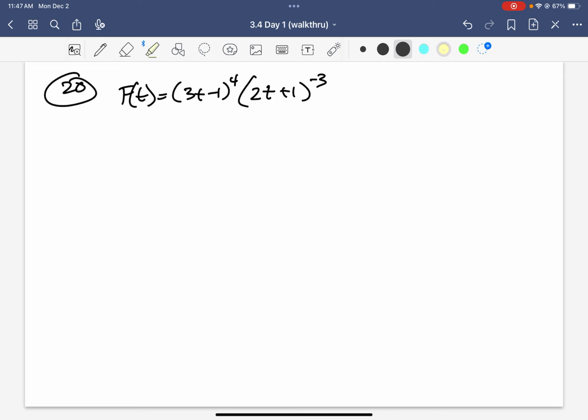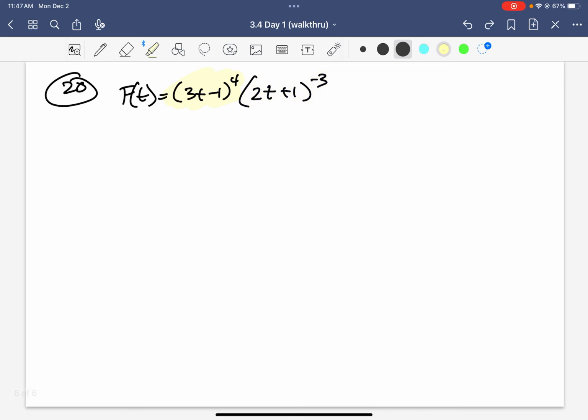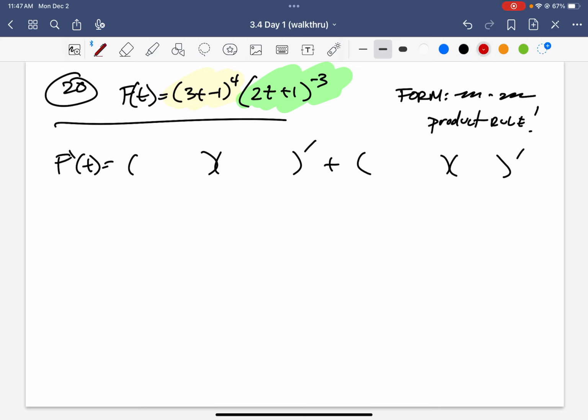So when I look at this, I see something times something else. So its form is going to be stuff times stuff, which is the product rule. So the derivative is going to be first derivative of second plus second derivative of first. Here's the first, second, first.